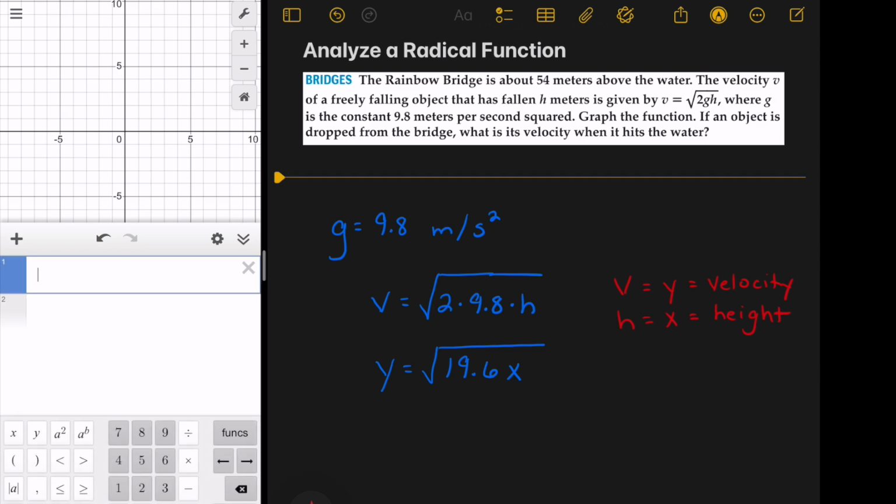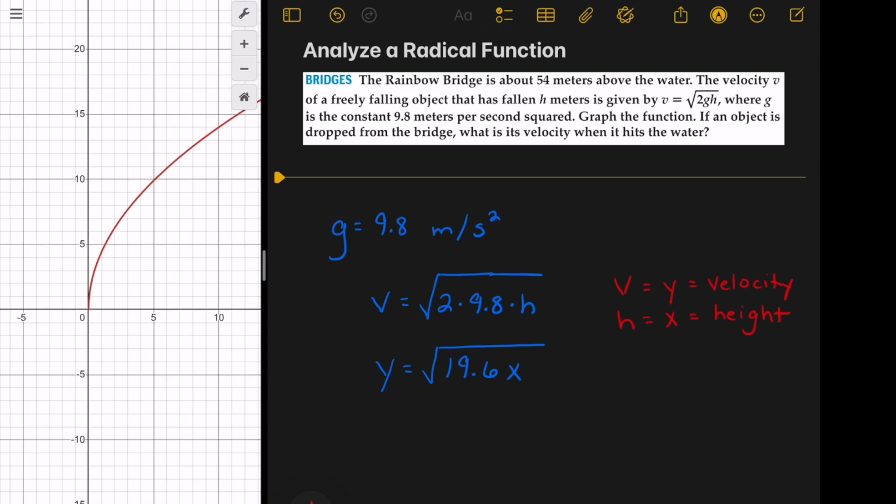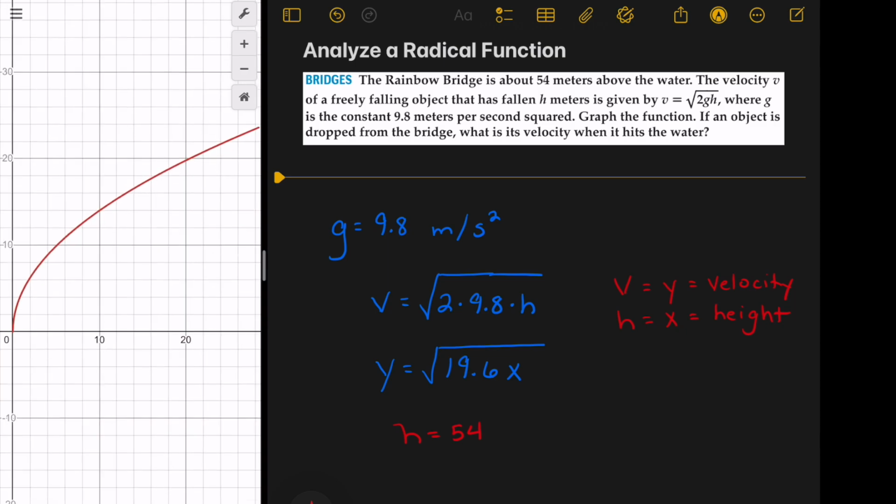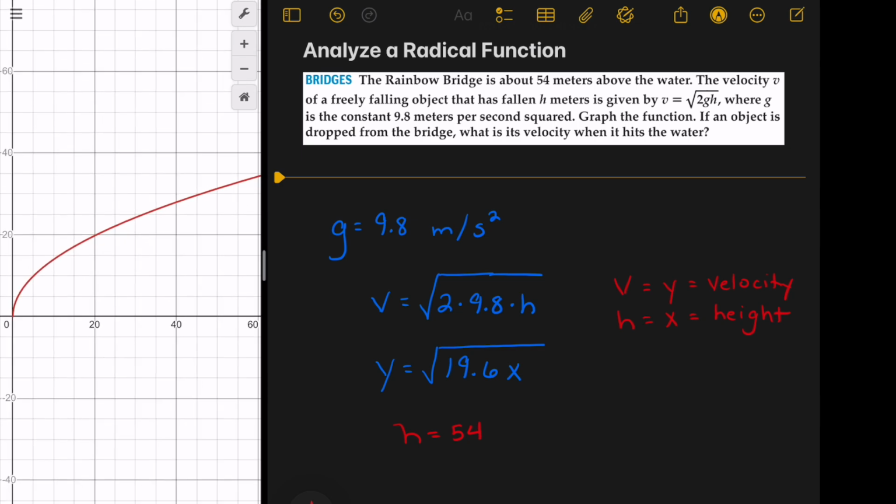So I'm going to come over here and do y equals the square root of 19.6x. And so this is what the graph looks like. I'm going to zoom out a little bit. I want to go all the way up to where I can see the h of 54, because it says that the height of the bridge is about 54 meters above the water. Height I graphed as x, so I want to zoom out until I can see an x of about 54.